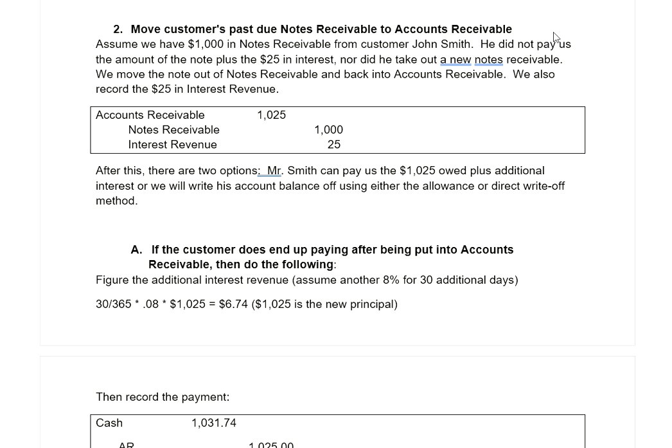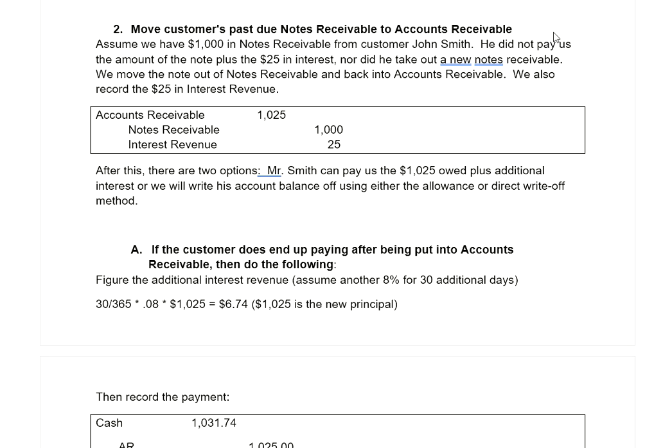Now for scenario number 2. What if the note receivable becomes due and the customer never ends up paying it? Let's assume we have $1,000 in note receivable from John Smith, and he did not pay us that amount plus the accumulated interest revenue of $25, nor did he take out a new note receivable. We want to try and collect that immediately.